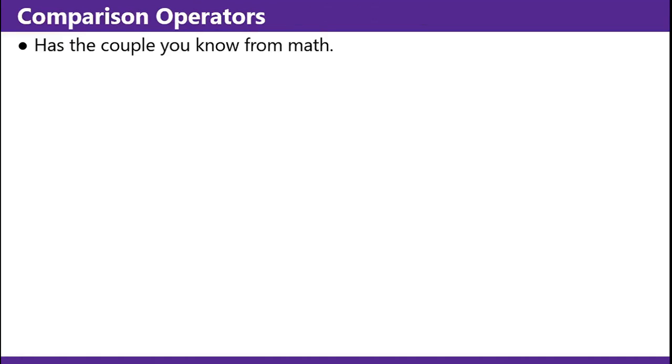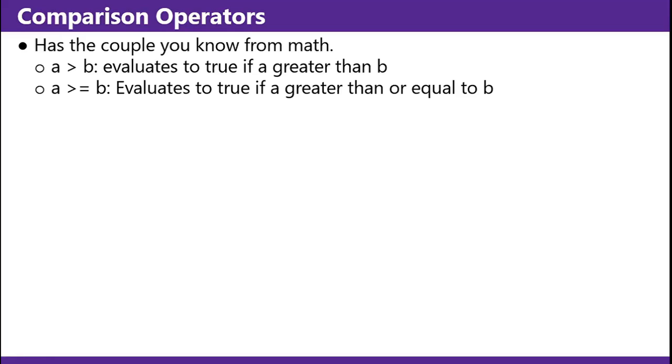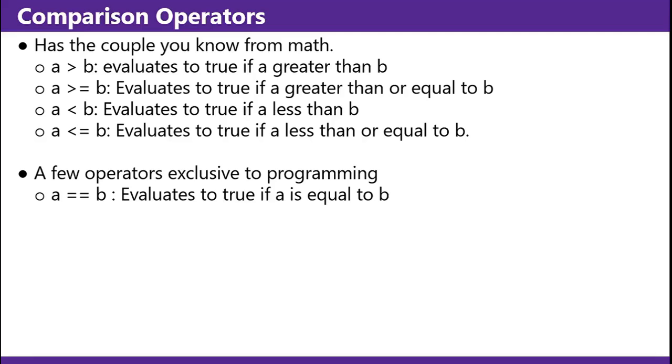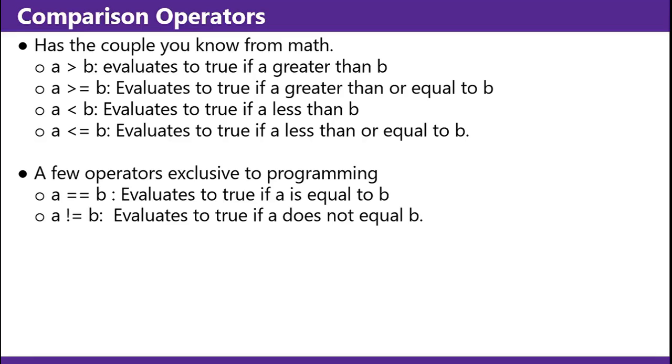Comparison operators. Has a couple you know from math. a greater than b, value is true if a is greater than b. a greater than or equal to b, value is true if a is greater than or equal to b. a less than b, value is true if a is less than b. a less than or equal to b, value is true if a is less than or equal to b. A few operators exclusive to programming. a equals equals b, value is true if a is equal to b. a not equals b, value is true if a doesn't equal b.